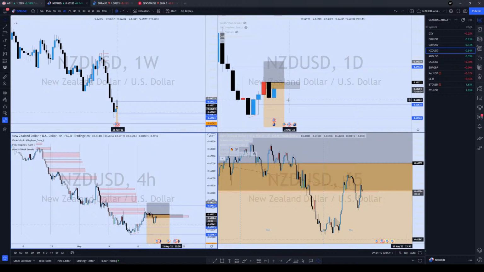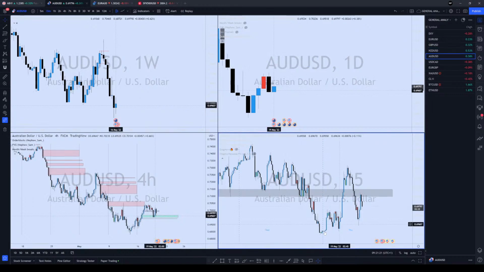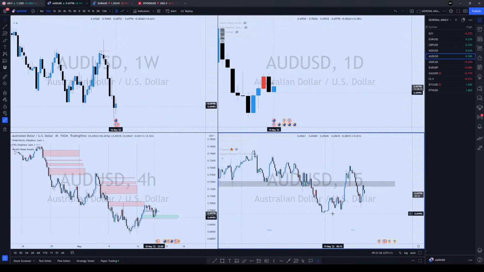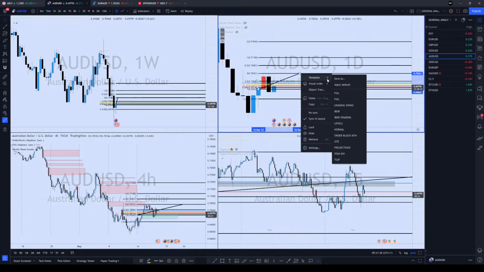So I'm still interested in this pair coming back down. And Aussie also coming back down to attack these lows here. Another thing that I did was projecting that last up candle to look for targets to the downside.